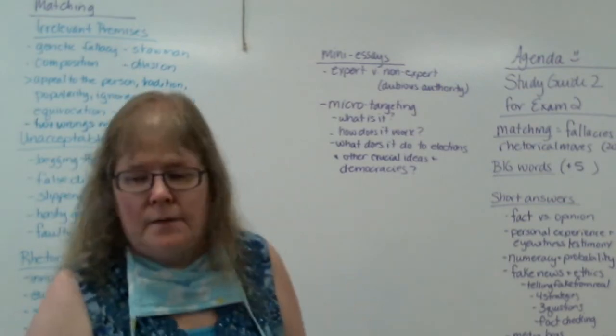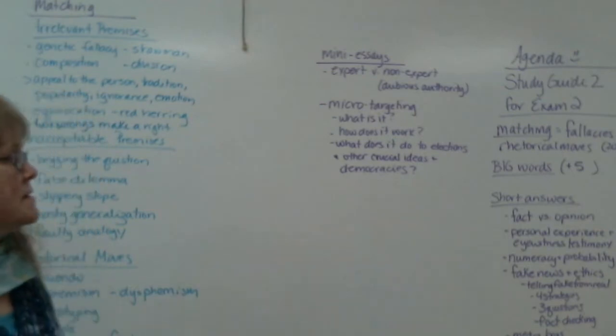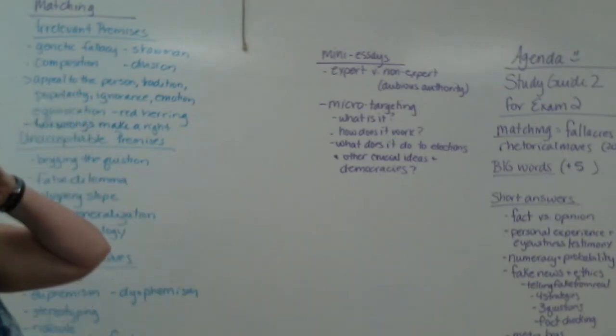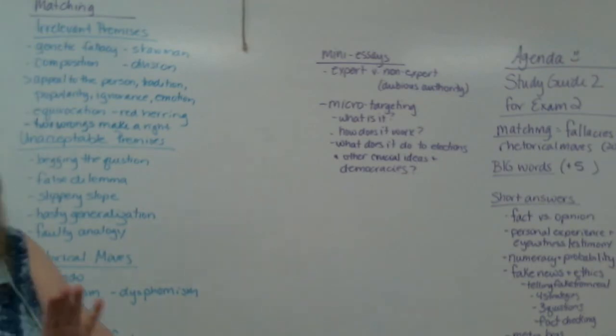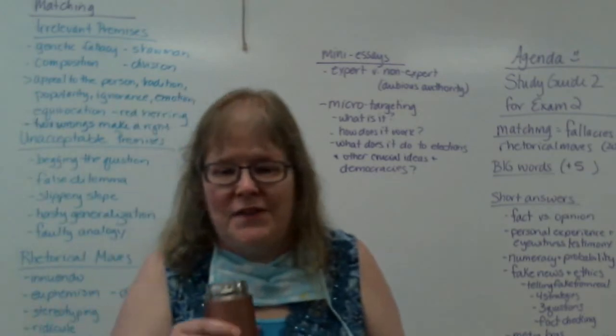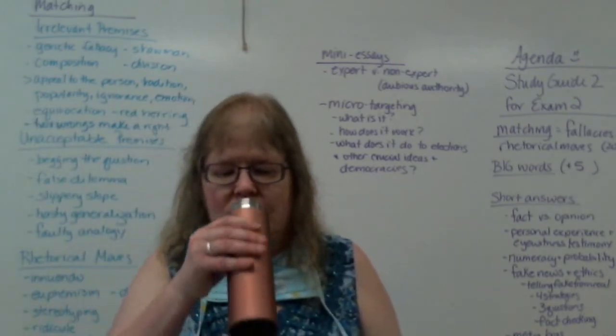The first thing is a set of matching, and like I said in the chapter 6 video, we're going to use the chapter 6 stuff, the fallacies and the rhetorical moves. I'm going to choose 20 of those, and they're going to be your matching, and that's how we're going to deploy that part of the chapters.